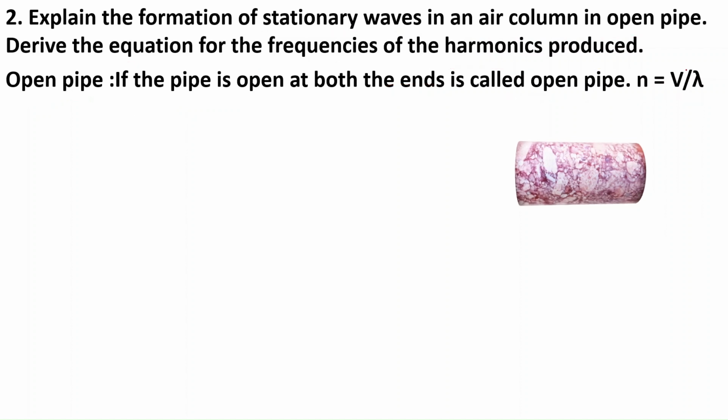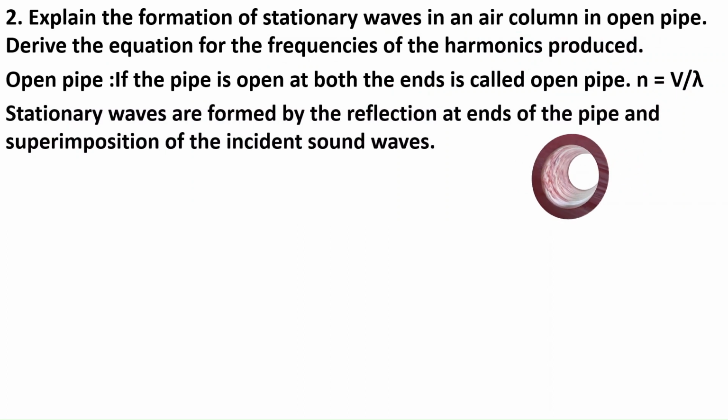Now, how it is open means, see here, this is open at both ends. The stationary waves are formed by the reflection at the ends of the pipe and the superimposition of the incident sound waves at these ends. Now at this end and this end, similarly here this end and here this end.